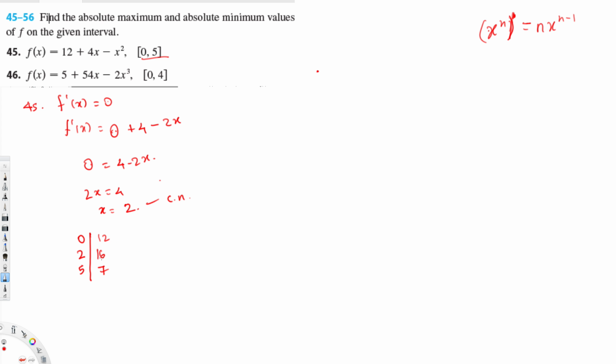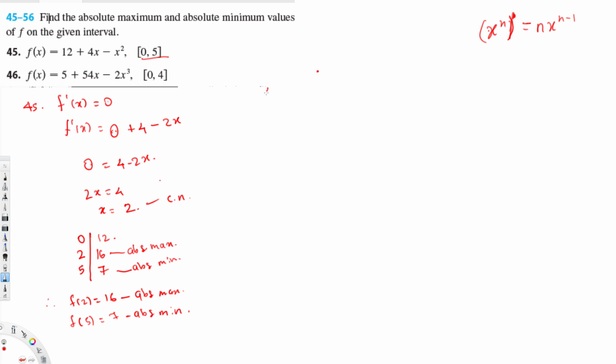From this I can find the lowest value and the highest value. The highest value is going to be my absolute maximum. So 16 is the highest value, therefore this is my absolute maximum, and the lowest value is going to be my absolute minimum. Therefore f of 2 equals 16 is the absolute maximum, and f of 5 equals 7 is the absolute minimum. So we have solved question number 45.